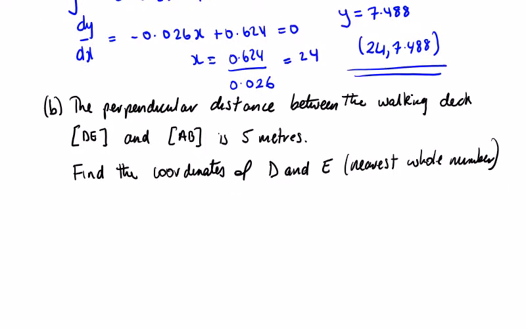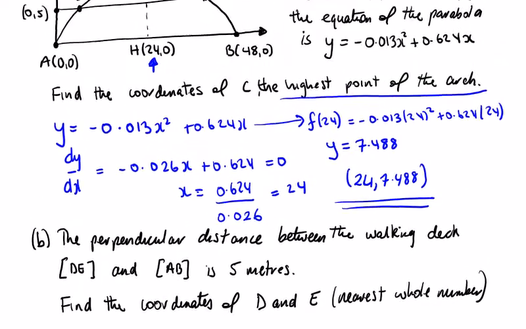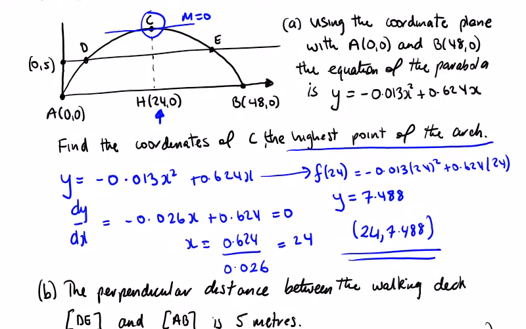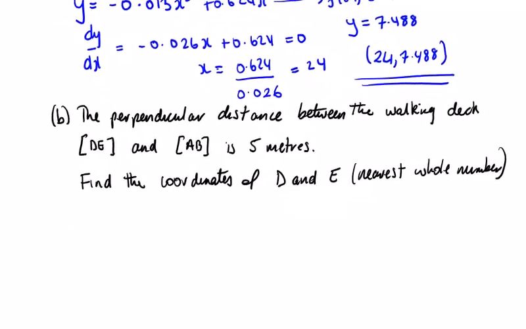Part B, we're told the perpendicular distance between the walking deck DE and AB is 5 meters. Let's have a look. From DE up above here, so this is 5. This is 5. And we're asked to find the points D and E, so we can say all along this line that y is equal to 5, or my function is equal to 5. So let's let our function equal 5.